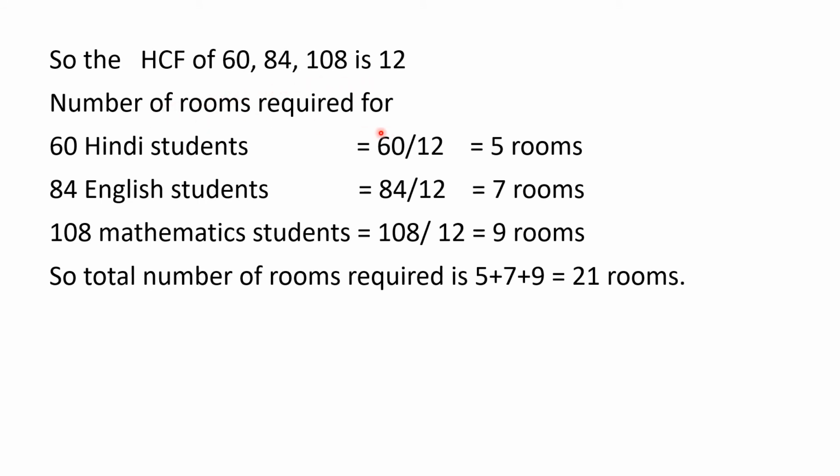Number of rooms required for 60 Hindi students: one room contains 12 students, so for 60 Hindi students they need 5 rooms. In the same way, for 84 English students they need 7 rooms. For 108 maths students they need 9 rooms. So in total they need 21 rooms to accommodate all the participants of the 3 subjects. Now going to the next one.